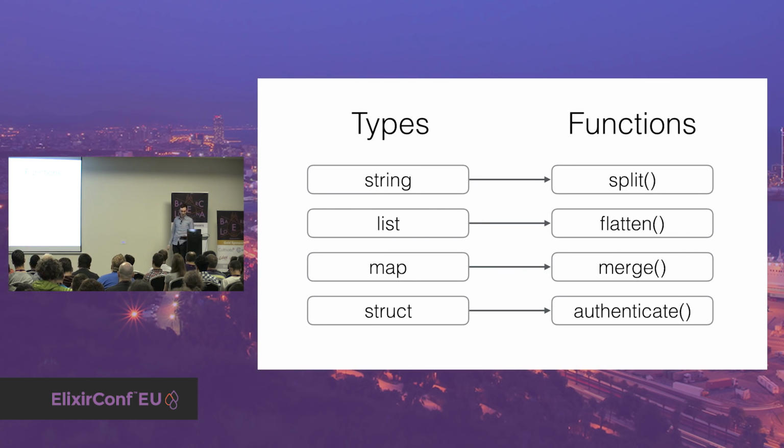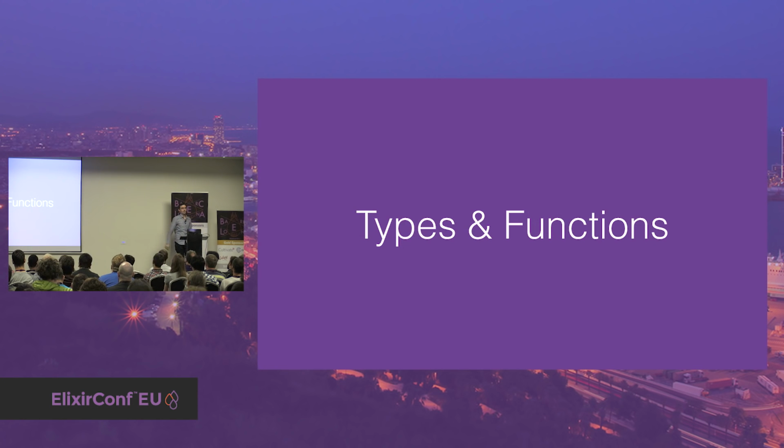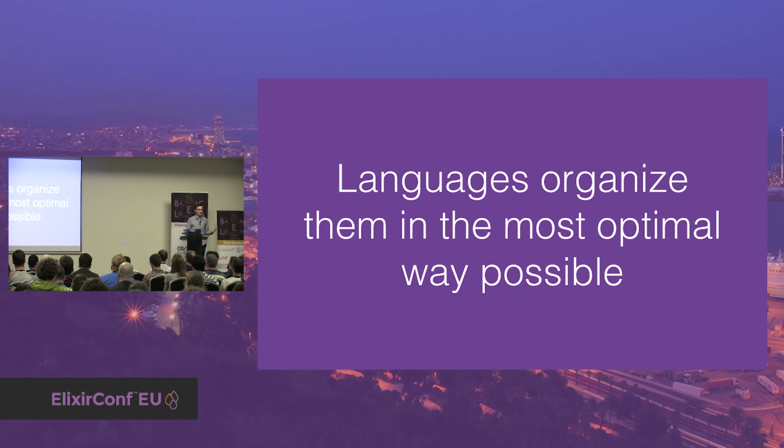So we have strings, and strings can be split, and we have lists, and they can be flattened, and maps can be merged, and structs can do what they want. These are the core fundamental things that all programs everywhere are made of. And all languages try to organize these things in the most optimal way possible. So how can we organize functions and organize data in a way that makes the most sense for everyone?